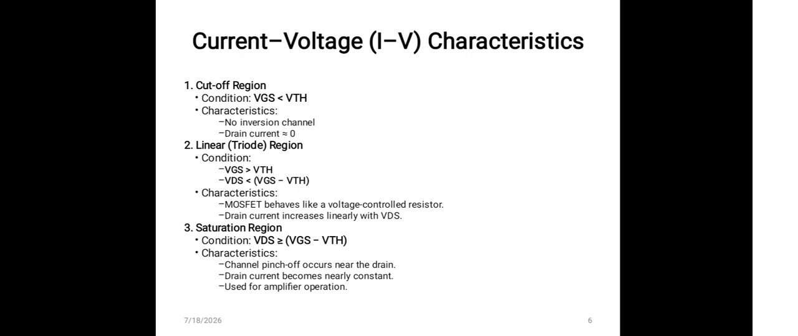The third region is the saturation region. When the drain voltage becomes sufficiently high, the channel near the drain becomes pinched off, and even though the drain voltage increases further, the drain current remains almost constant, and this is called the saturation region. This operating region is widely used for amplifier circuits because the current mainly depends on the gate voltage. Thus, each operating region has a specific purpose depending upon the application.